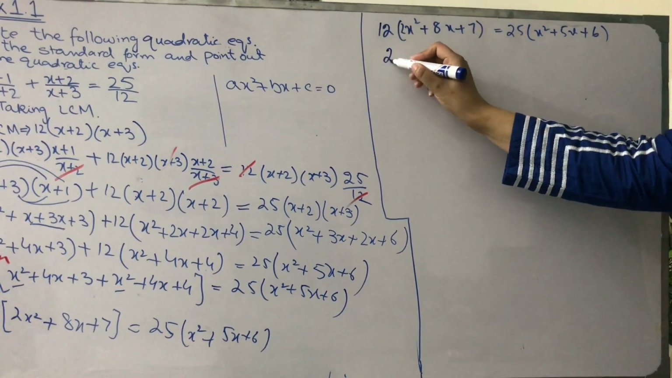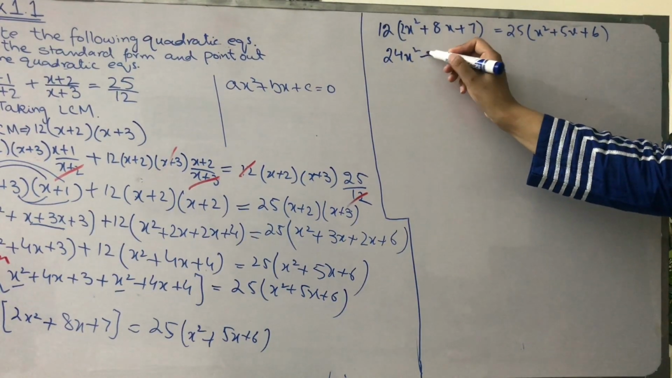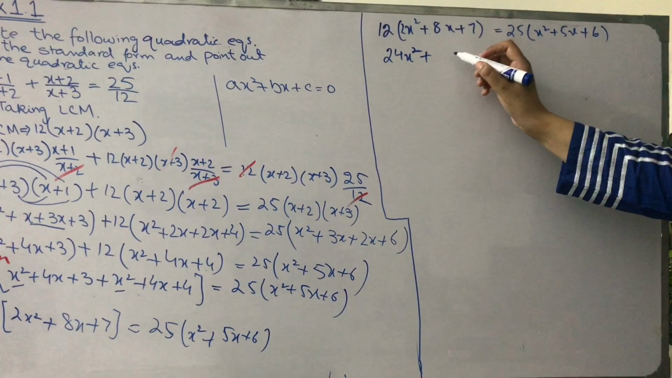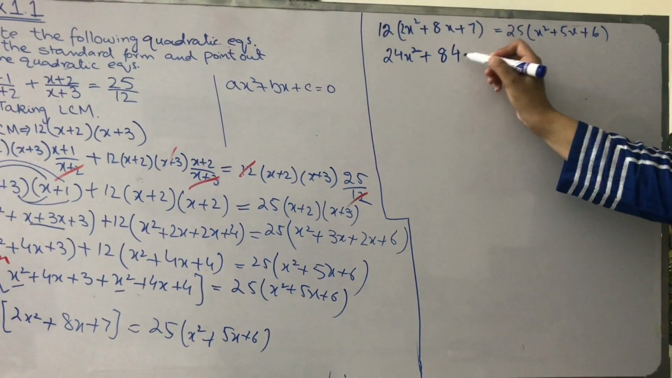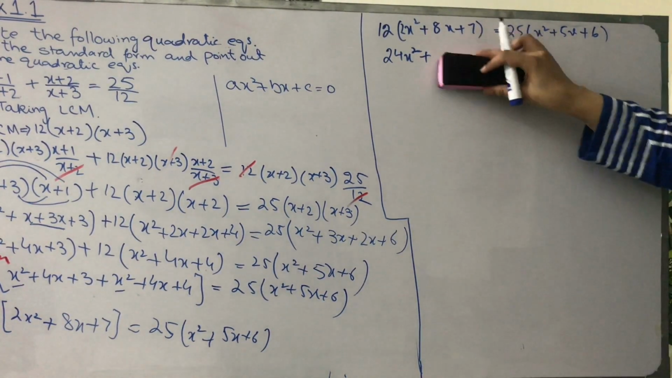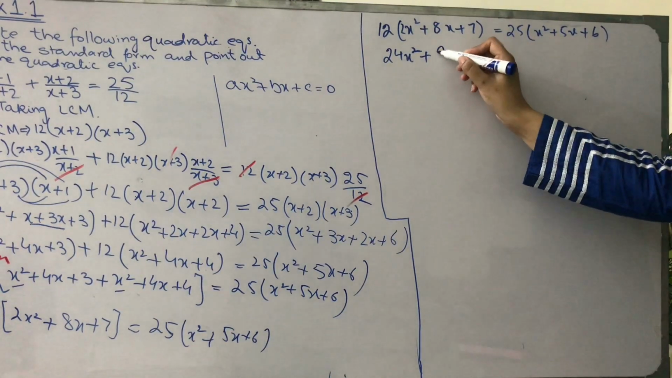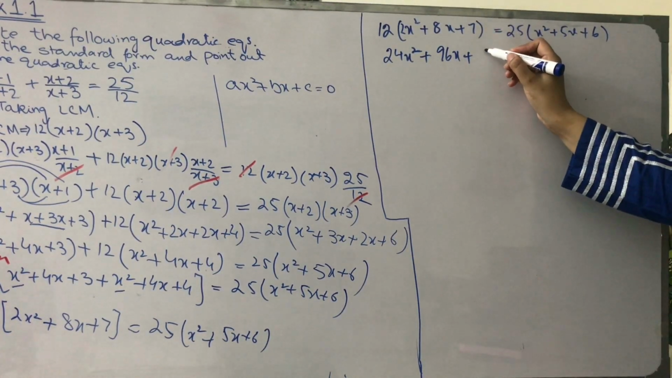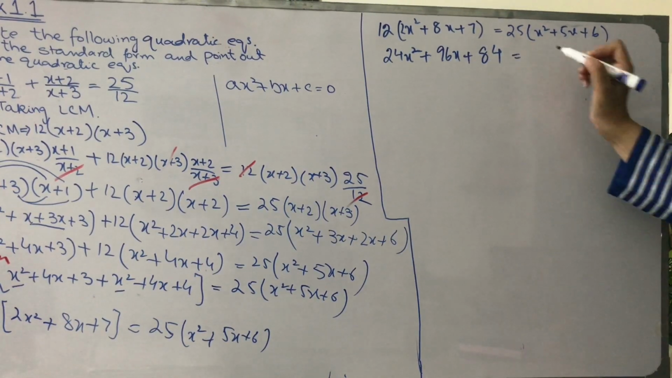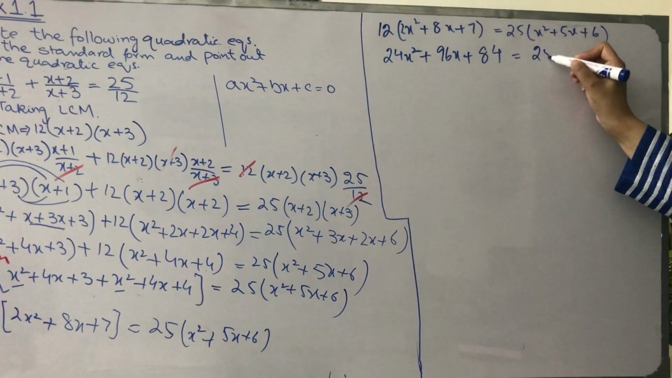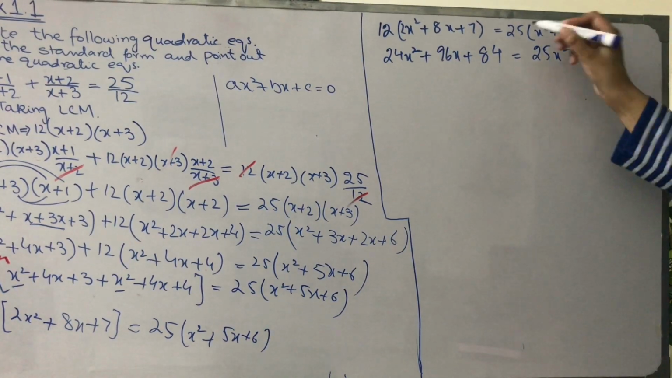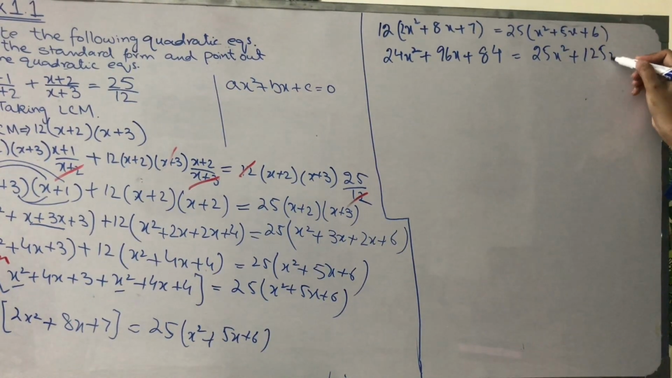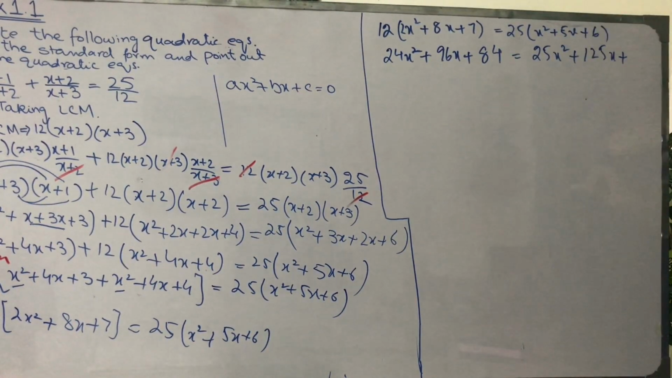12 into 2 is 24x², 12 into 8 is 96, plus 12, 7 into 12 is 84. 25 into x is 25x², plus 25 into 5 is 125x, plus 6 into 25 is 150. You can also use calculator here.